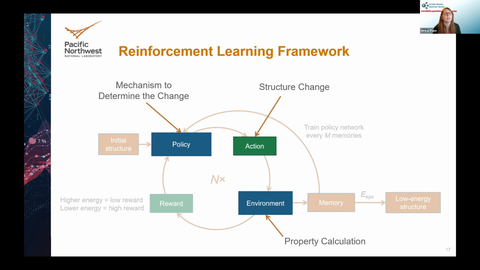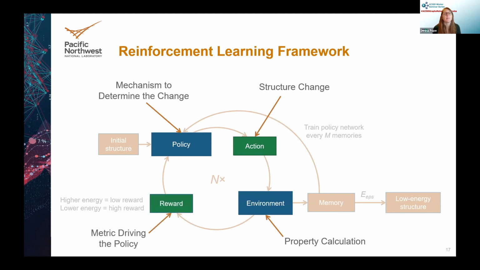After we take an action, we pass the new structure through the environment, which here is just a simple property calculation. And we are starting out doing this in coordinate space. So the environment is a relaxation and energy calculation using that parameterized TTM 2.1F potential for water. This gives us a structure that corresponds to a minimum on the potential energy surface and the energy at that minimum.